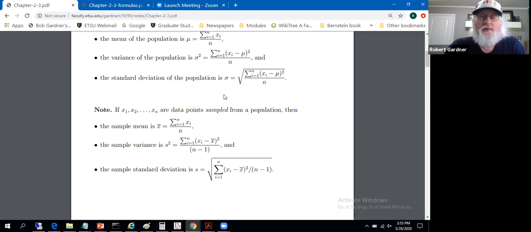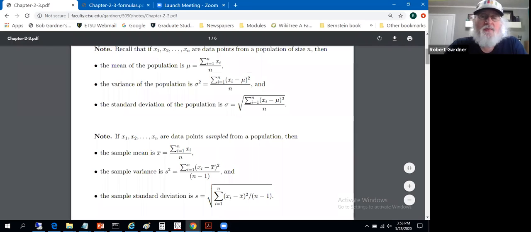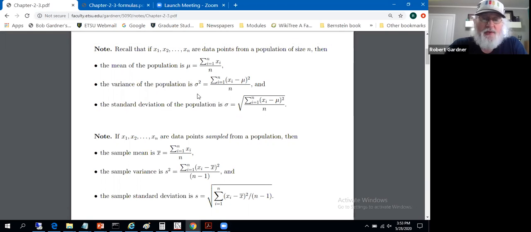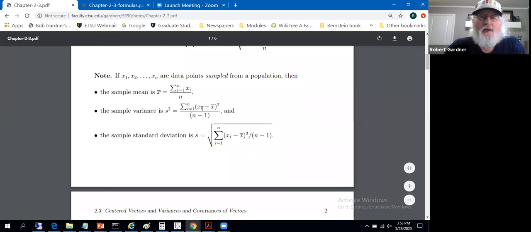There are notational differences between populations and samples. So we've got mu and x bar for the means, be they population or sample respectively, sigma squared and sigma versus s squared and s for variance and standard deviation, whether they be population or sample. The only real significant difference is that we're dividing by n minus 1 in terms of variance and standard deviation as opposed to n.